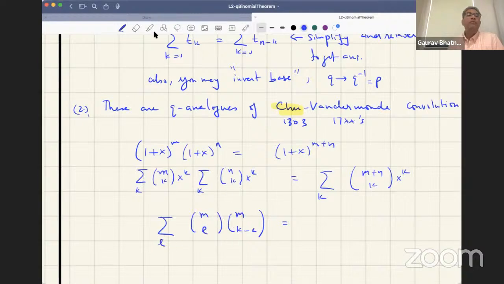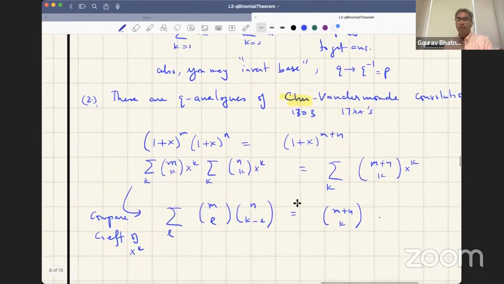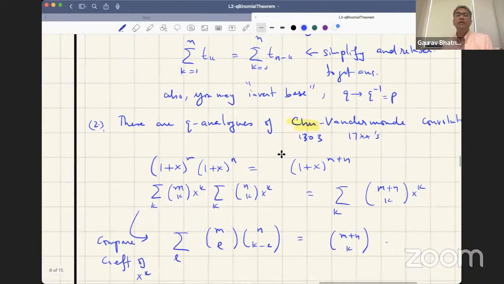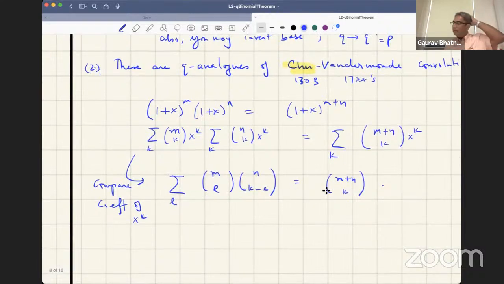To the smaller of these two. So one is m, one is n. So you're multiplying these two and then comparing coefficients of x to the k on both sides, then you will get m plus n choose k. So from here to here, you compare coefficients of x to the k. So this is called Chu Vandermonde, and if you write it in hypergeometric form, you will get this identity. So these are actually very classic binomial identities which are very useful.